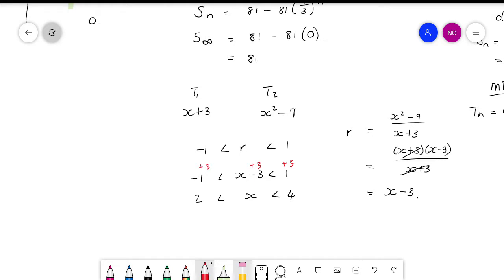Yes. The r must be between minus 1 and 1 for the geometric. The sum to infinity is only for geometric. So only if you have a constant ratio.